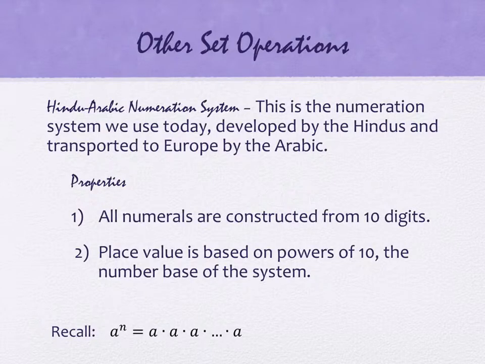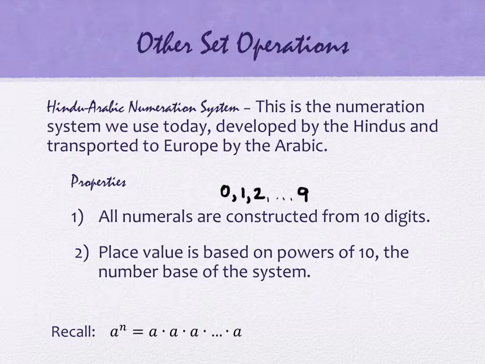The Hindu-Arabic numeration system. This is actually the numeration system that we use today. Okay? It was developed by the Hindus and transported to Europe by the Arabic. In our number system, some features, again, that you already know is that all numerals are constructed from digits that are 10 digits. So what are our 10 digits? What's the first one? 0. It is 0. And what is our largest one? It's actually 9.